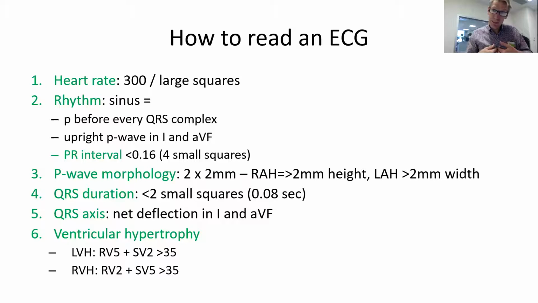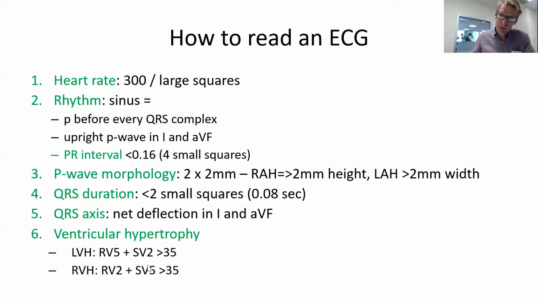The right ventricle, on the other hand, looks at the R wave in V2 and the S wave in V5. When you combine those two things, if the RV5 plus SV2 is greater than 35 millimeters, you just add them up, then that means there's left ventricular hypertrophy. And if the RV2 plus SV5 is greater than 35 millimeters, then you know there's right ventricular hypertrophy.